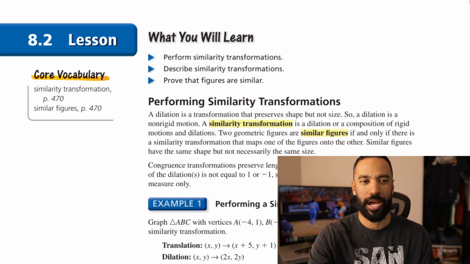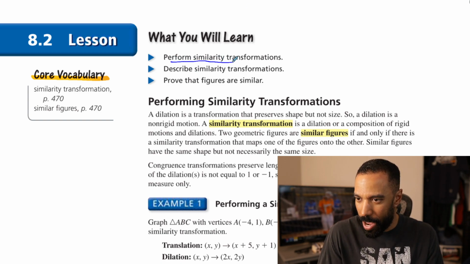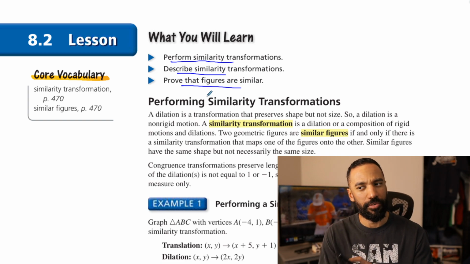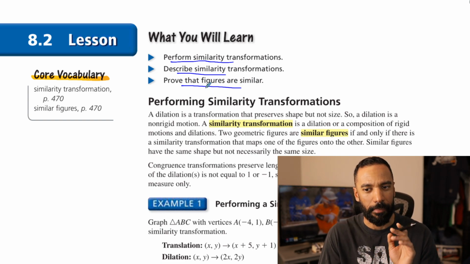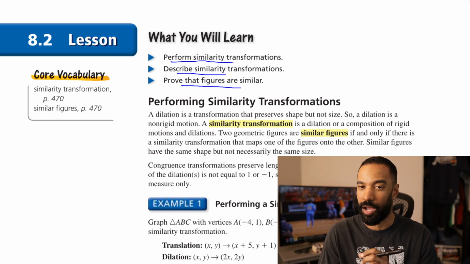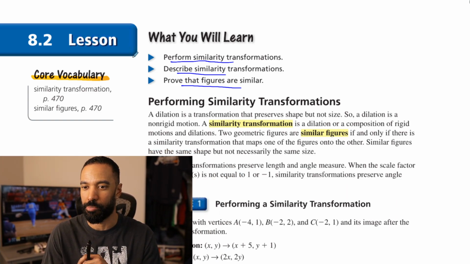Let me turn down my volume. We are going to perform similarity transformations, describe similarity transformations, and prove that figures are similar. Interesting where they say prove that figures are similar, because we're going to be doing that more. There are sections dedicated to that for triangles. This one's not in triangles, and I'm curious to see what they actually do with it. I'm trying to figure out where I should move myself.